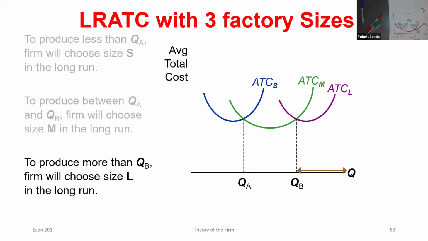And then any production past quantity B here, well, there my average total cost in the small and medium plants are higher. So I'd want to be in that large plant in order to kind of minimize those average total costs. So what does my long run average total cost curve look like? Kind of like the lowest possible average total cost across all those different size production facilities.